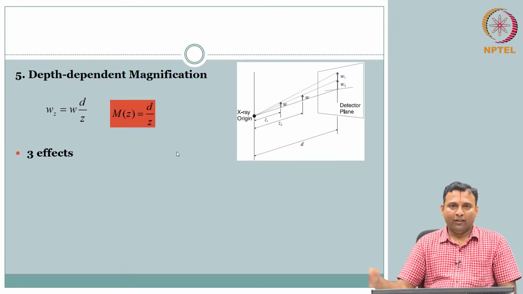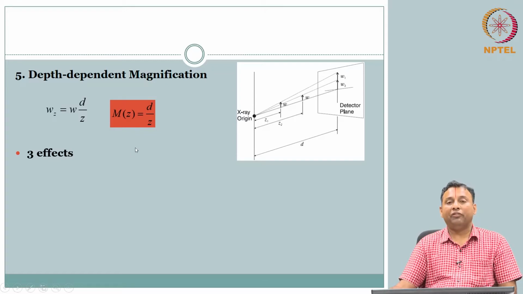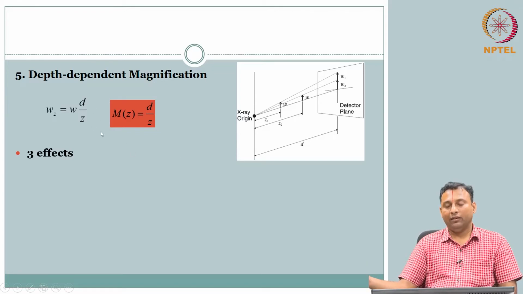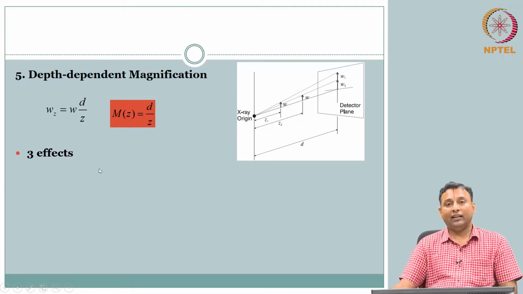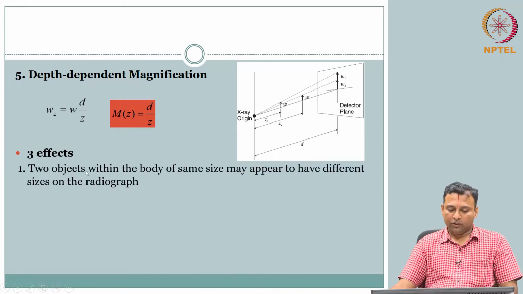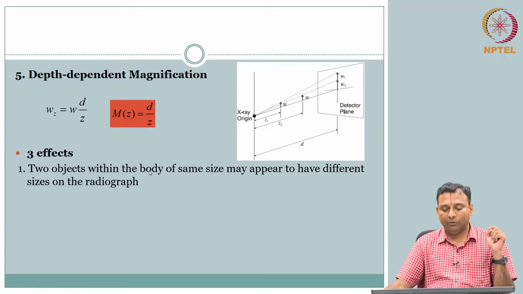Why? So that crudely, that measurement is one thing. Is that all? Are there any other effects because of this problem? Are there any other problems that you see in the image because of this effect? There are three other effects that come because of this depth dependent magnification. One we talked about: two objects within the body of the same size can appear at different sizes depending on where they are.